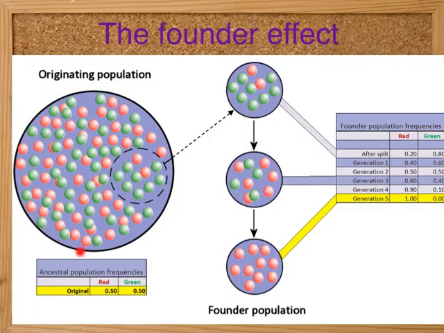Okay, the original population, the alleles were all equal. The red and the green alleles were perfect, 50-50. But as you separate this small group from the population, you can see that there's a disproportionate number of alleles in the small population. And that is how the founder effect starts. It's a loss of genetic variety due to a small part of the population separating and forming a new colony. And you can see how the allele frequencies change.